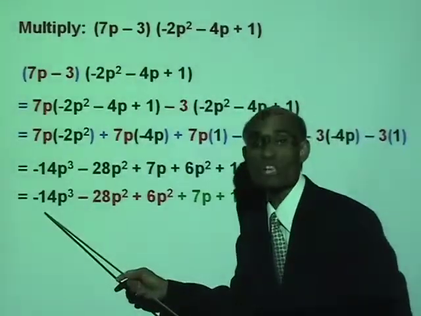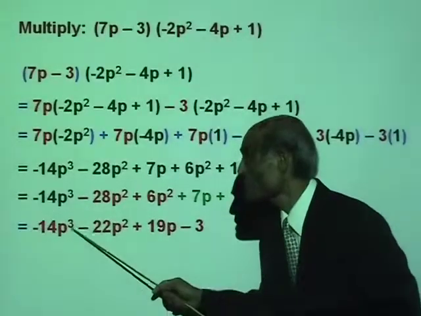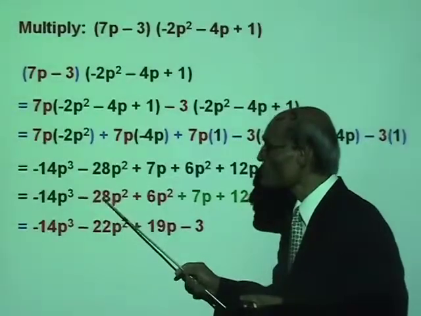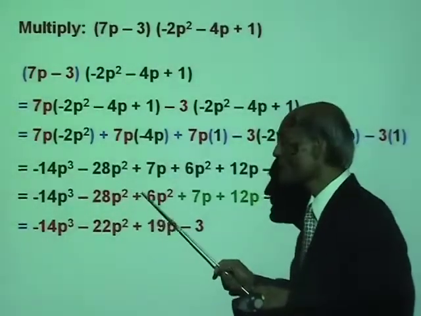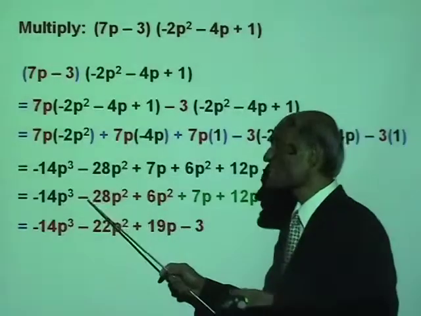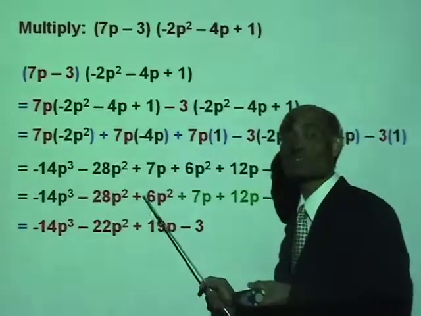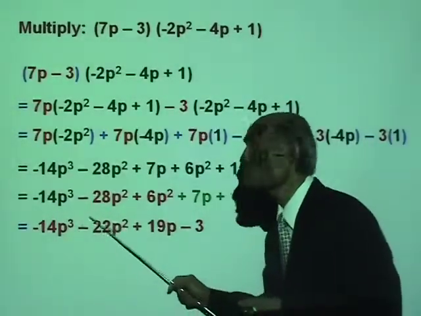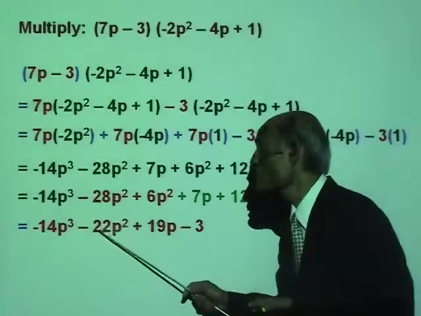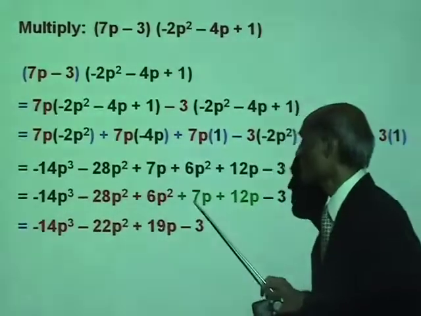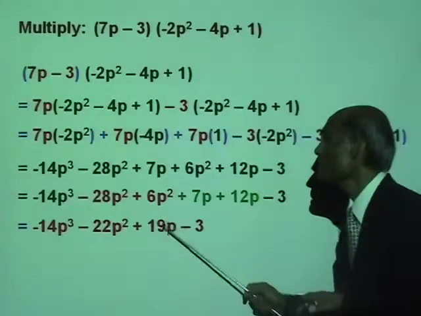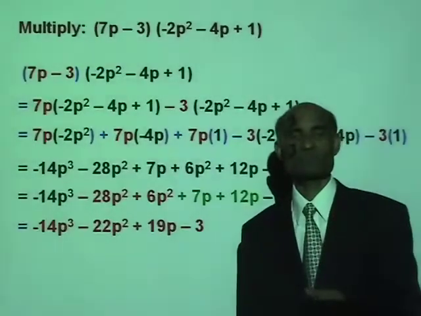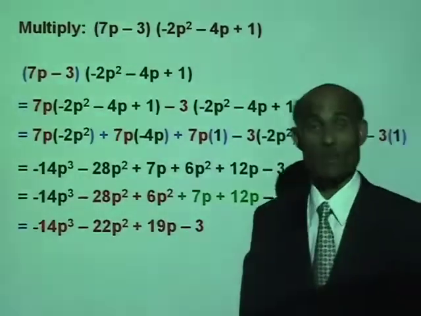There is only one term in p cubed. That will be negative 14p cubed. Now what is this? Negative 28p squared plus 6p squared. What is negative 28 plus 6? Negative 28 plus 6 is negative 22. So that is minus 22p squared plus 7p plus 12p is plus 19p minus 3. Okay. Another one.